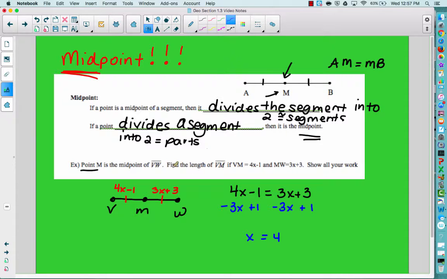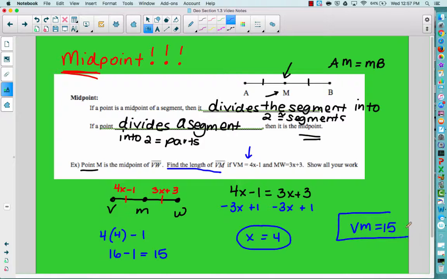I go back to my question. It says find the length of VM. I got an x. So now what I've got to do is substitute x into the expression 4x minus 1. So I'm going to plug the 4 in for the x, and I'm going to multiply 4 times 4, which gives me 16. I'm going to subtract 1, and I'm going to get 15. So VM equals 15. I'm going to clearly state my answer and box it.